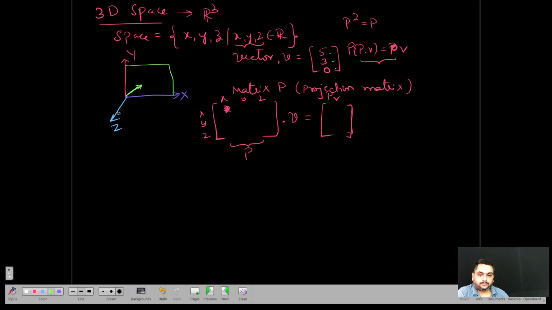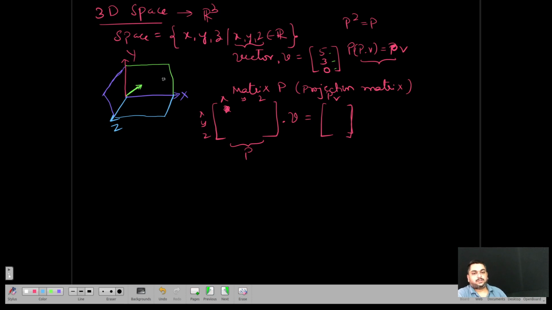Okay, now this is my YZ plane. Okay, this plane. And I have the XZ plane. This is my XZ plane. This vector is X and Y, that's why it is here, right, in this plane.